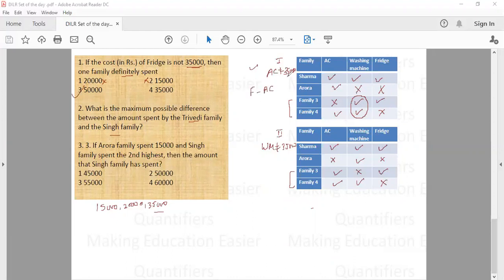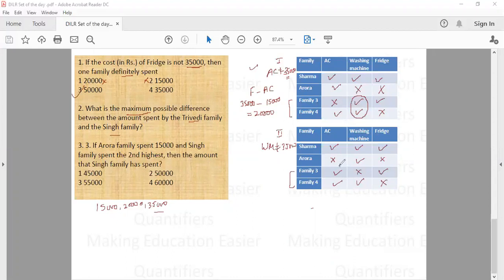Now in this case, AC is not of 35,000. Since the question is asking for the maximum possible difference, for maximum possible difference I'm taking the cost of fridge to be 35,000. That is possible in this case. And cost of AC as 15,000. So the difference will be 20,000. Right? The same goes in the second case.